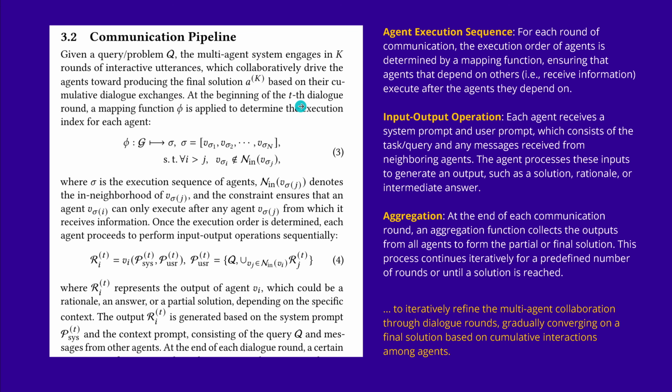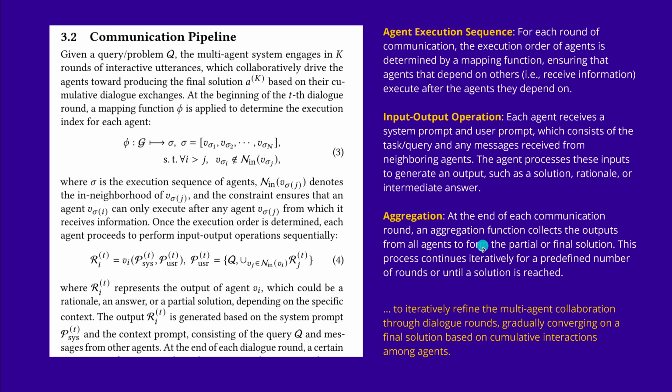And at the beginning here of a dialogue round, we have a mapping function. This is applied to determine here the execution index for each agent. And yes, maybe the neighborhood is a little bit too complex. But in the end, you get, if you want, here an answer. And O_R represents here the output of a very specific agent, which could be a rational, an answer, a partial solution, depending here on a specific context. And the output is generated based on the system prompt and the context prompts, consisting of the query and all the messages from the other agents.